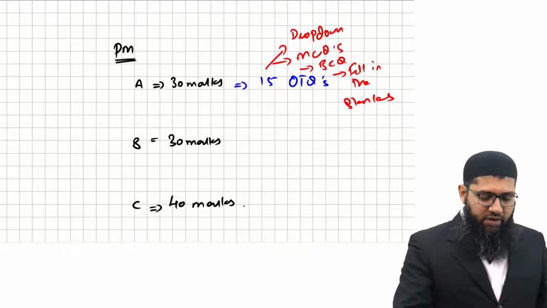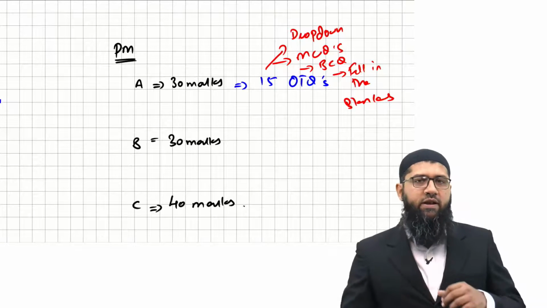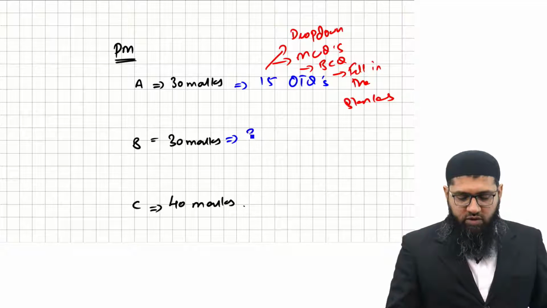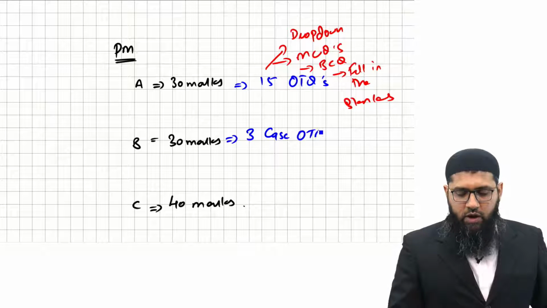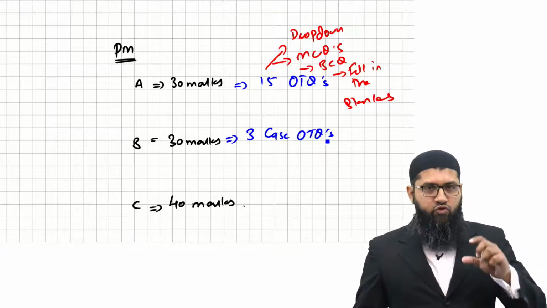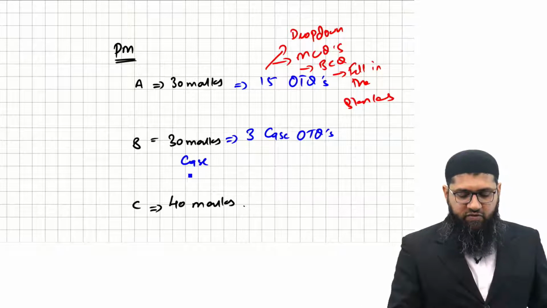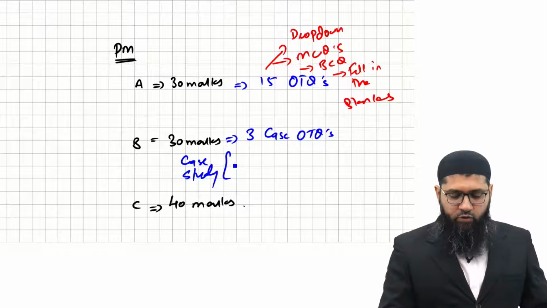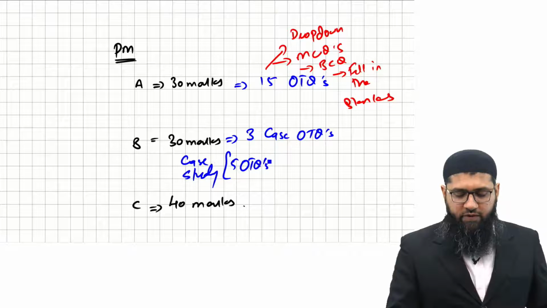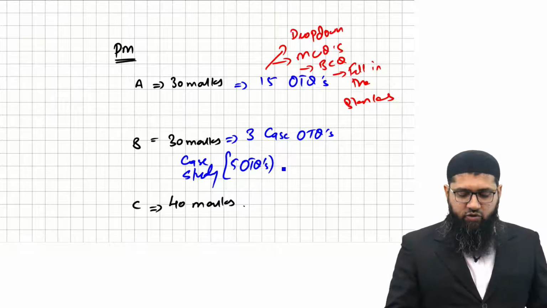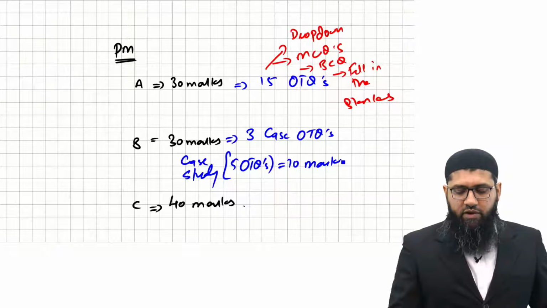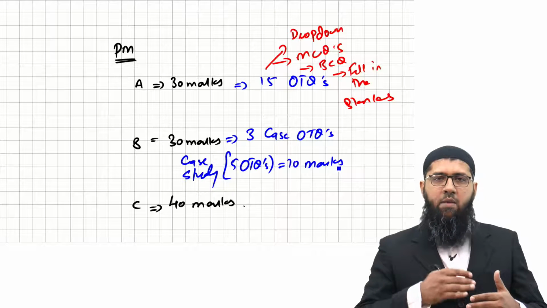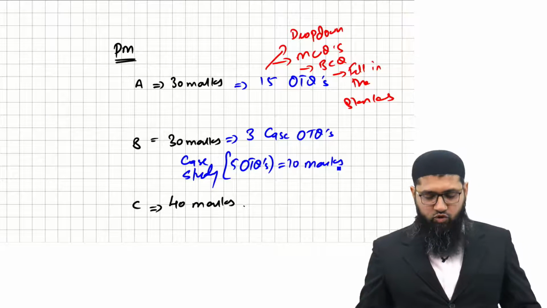So section A is the 15 OTQs that you have to answer, and each OTQ is worth 2 marks. When it comes to section B, you have got 3 case OTQs. Now what do I mean by case OTQs? There is going to be a case study presented to you, and attached to that case study would be 5 OTQs. Each case study is going to be of 10 marks, so with 3 case studies of 10 marks each, it results in 30 marks.